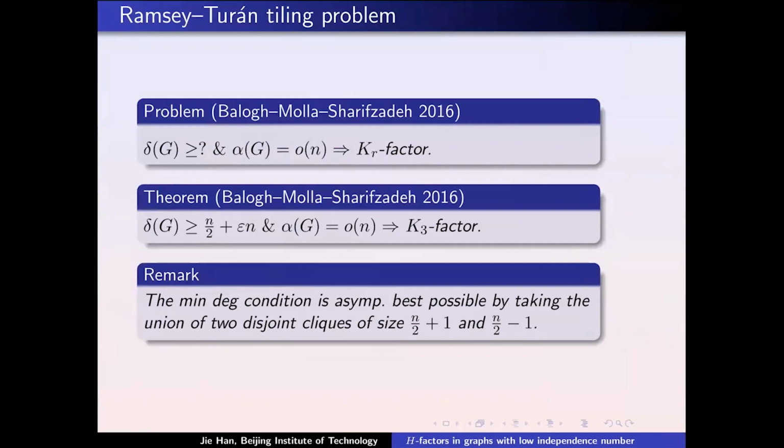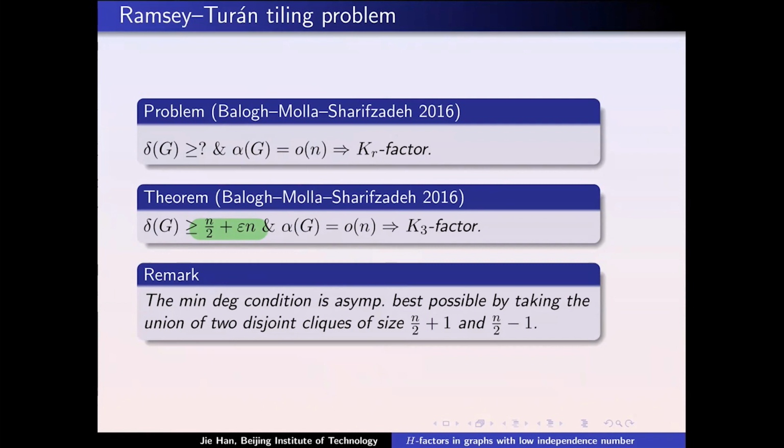This Ramsey-Turán tiling problem was initiated by Balogh, Molla, and Sharifzadeh. Maybe Hong knows how to pronounce it better. I'm really sorry about that. They studied the problem for triangle factors and asked for the general condition. And they proved that for triangle factors, you only need minimum degree like (1/2 + ε)n, of course, if the host graph has sublinear independence number, and such a graph has a triangle factor.